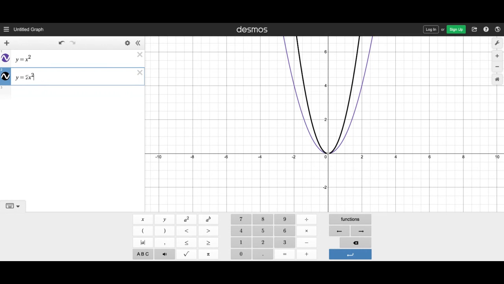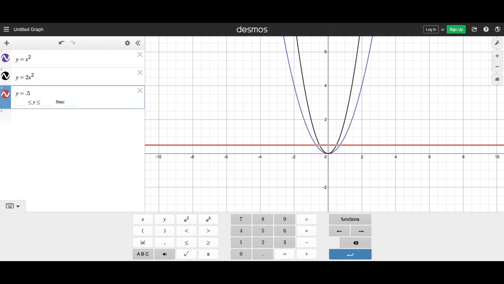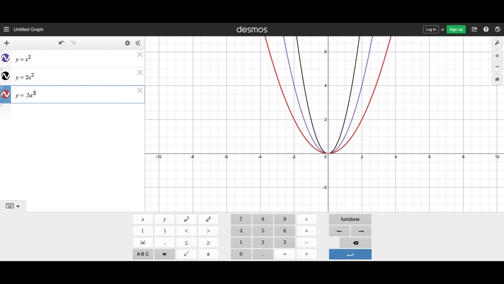So let's say I make this number less than 1. What do you think it's going to do? Well, it's going to make it wider. So if I had y is equal to, let's say, 0.5 x squared, it made it wider. So if the number is greater than 1, it's going to make it thinner. If it's less than 1, it's going to make it fat. However, that's between 0 and 1. You can't put a negative in there.